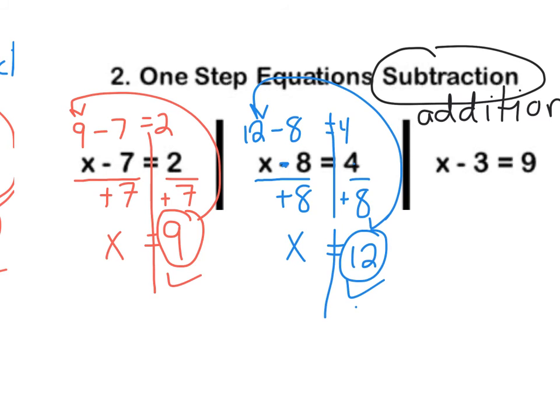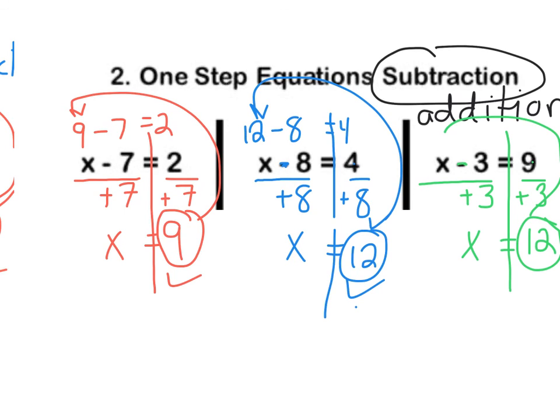Let's try it one more time. x minus 3 equals 9. Now what do you have to do first? You have to think that we have negative 3, so I'm going to add 3 to this side, add 3 to the other side. Negative 3 plus 3 is 0. That leaves me with x equals 9 plus 3, which is 12. Let's check it over here. If I put 12 minus 3, yes, I get 9, so that's correct.